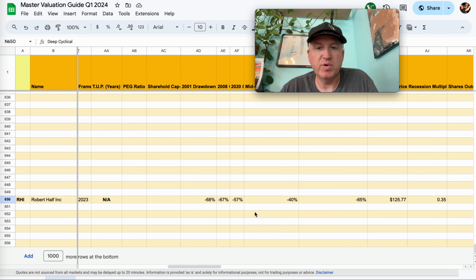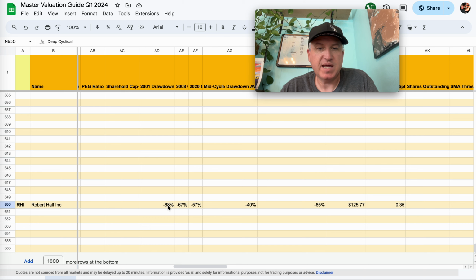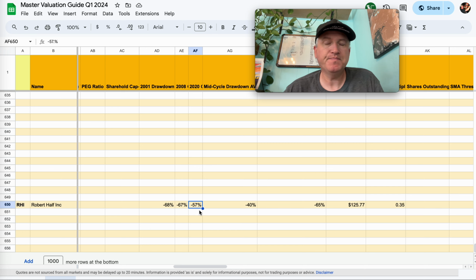And these are just some rough numbers. It looks like I did them a little bit more exactly here on these previous downturns. So the 2001 downturn, the stock price fell about 68% off its highs. In 2008, it fell about 67%. And then in 2020, even though it was a truncated decline, it fell 57%. So we get some evidence that even in recent times, nothing much seems to have changed in the way the market treats the stock.